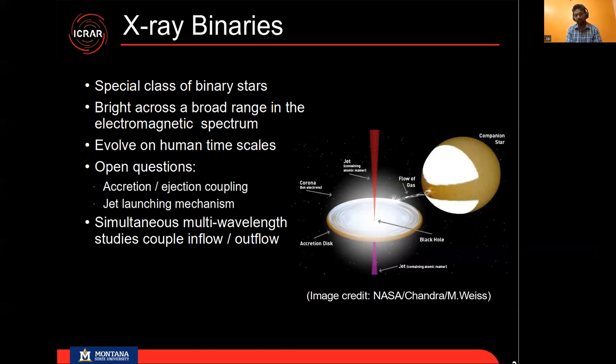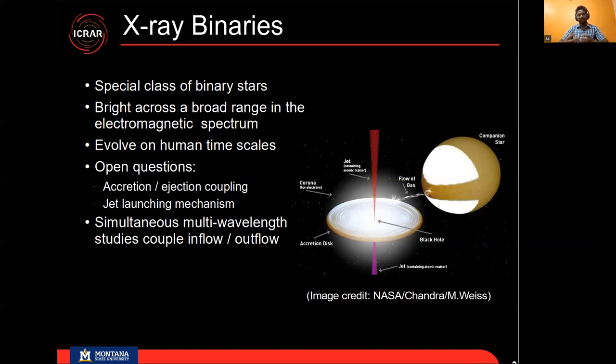Apart from that, we also detect these jets, which dominate in radio. Now, these systems generally spend most of their time in quiescence, where the emission from these systems is really, really faint. But sometimes they show an episodic enhanced accretion episode, which is termed an outburst. And the duration of this outburst is from a few weeks to, in some cases, a few years.